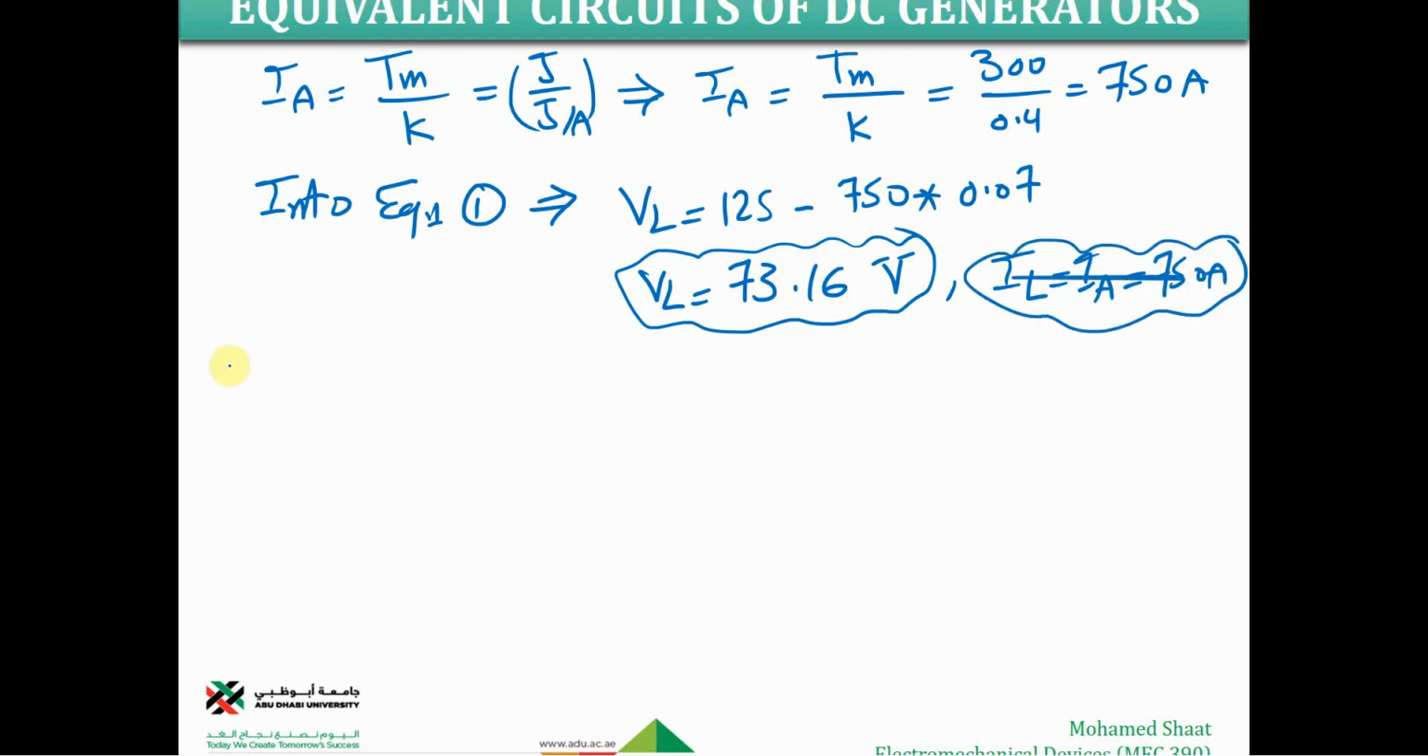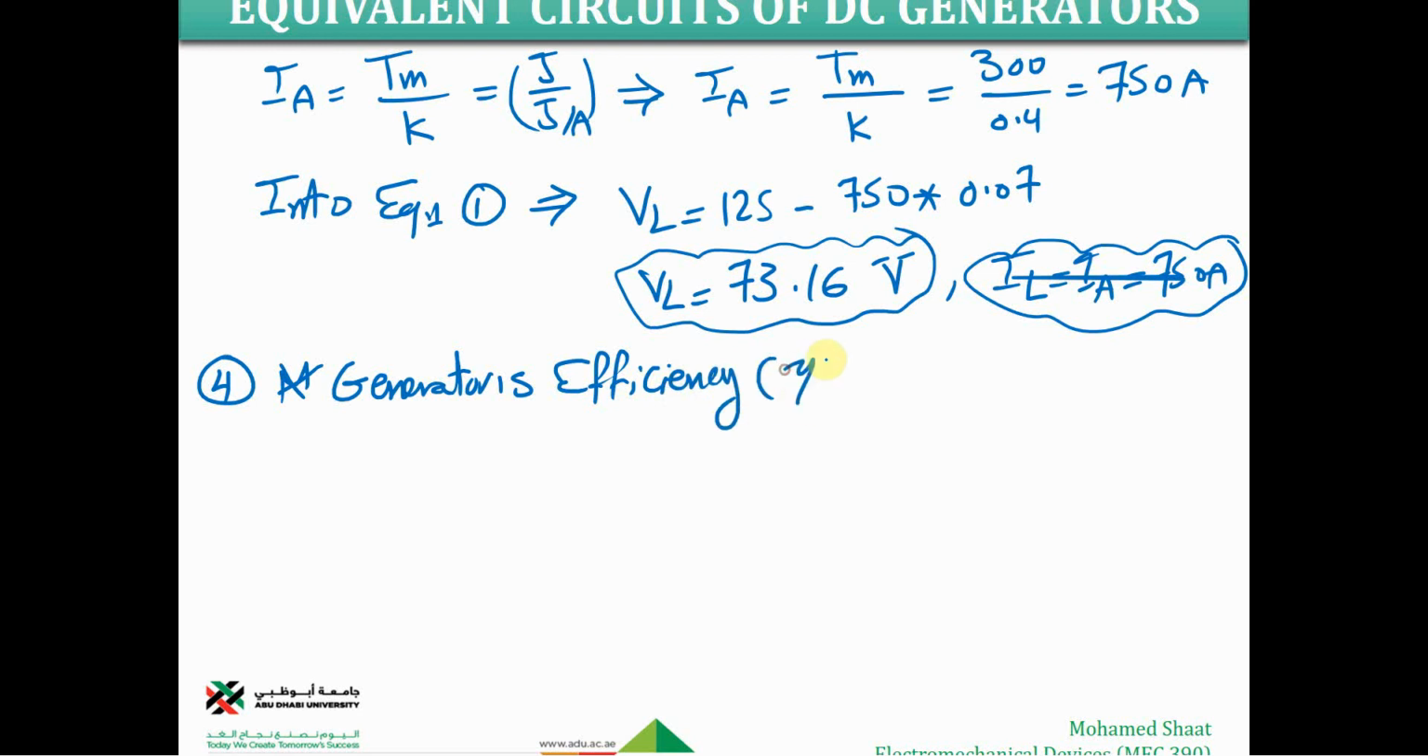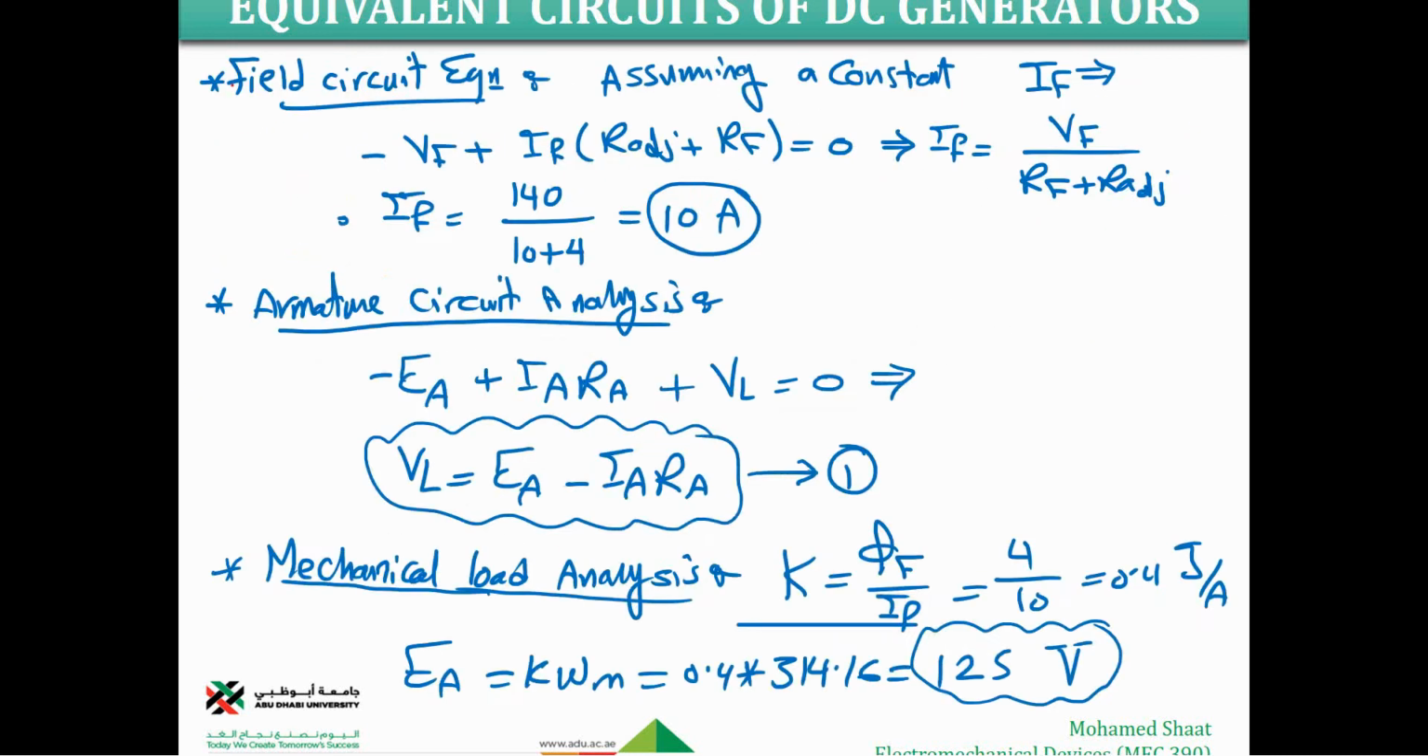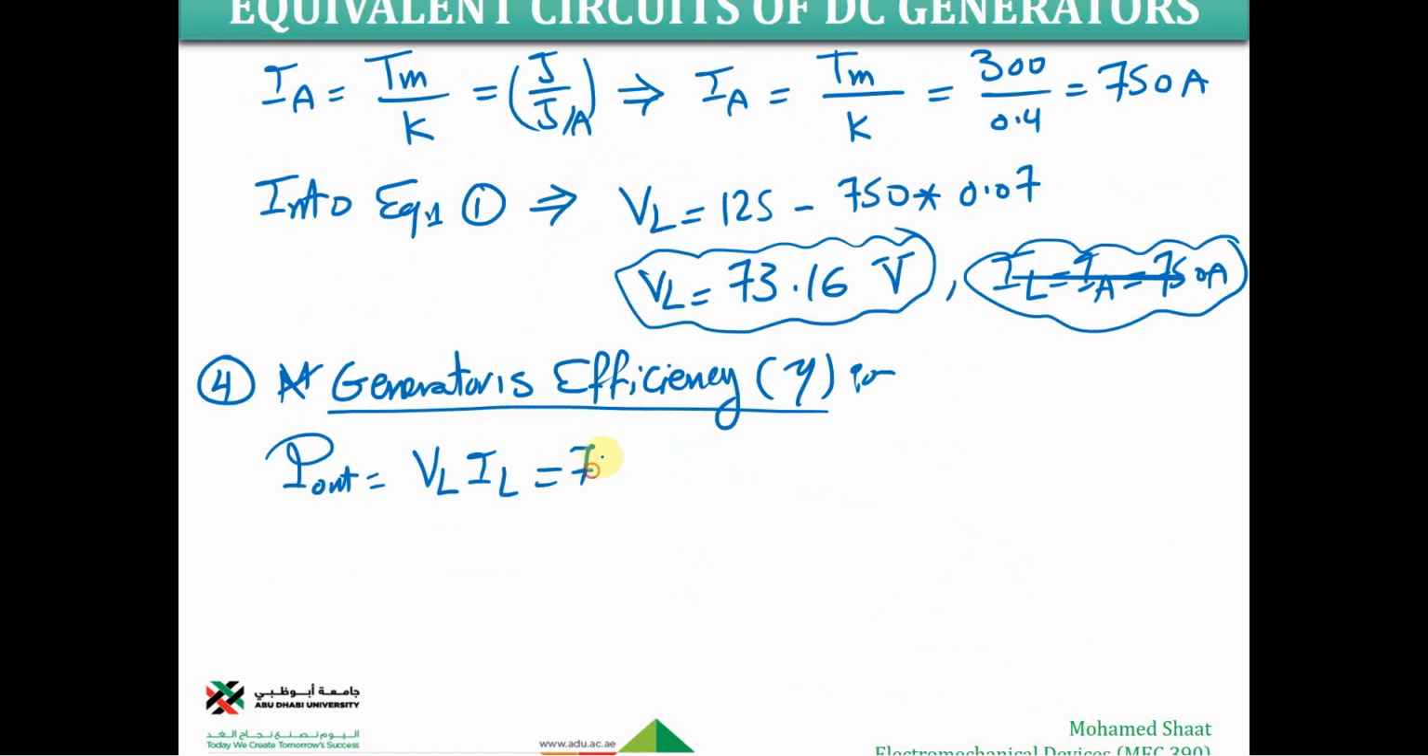Make sense? So simply here we can calculate the generator's efficiency, which should be eta. To calculate eta, we have to calculate the output power. The output power is going to be VL times IL, as we mentioned, because this is the output here. We just got both of them doing the calculation.